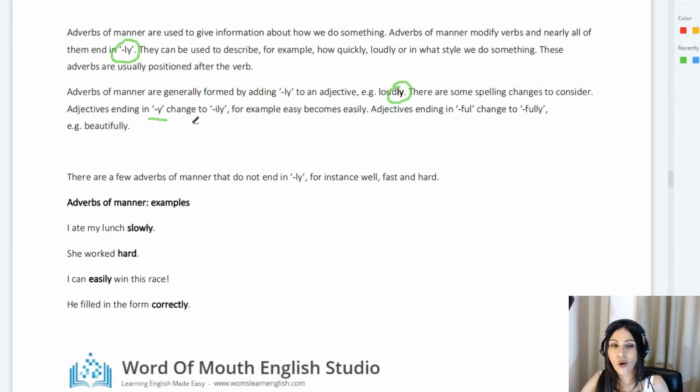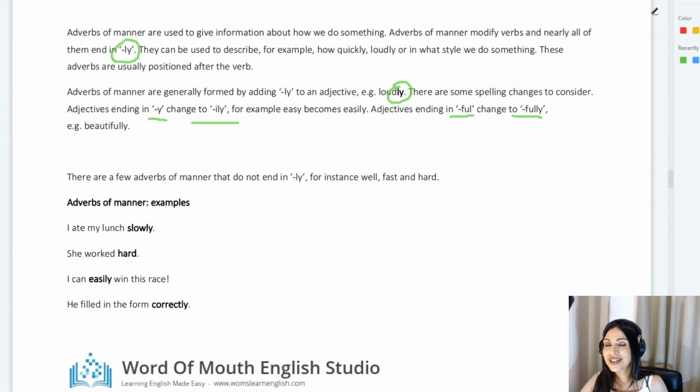So adjectives ending in y, for instance, become ILY endings. So I find it easy becomes this is easily done, or I can do it quite easily. Adjectives, on the other hand, that end in FUL will change to fully. So when something is beautiful, you can say, I have done it beautifully. She's performed beautifully. He writes beautifully.